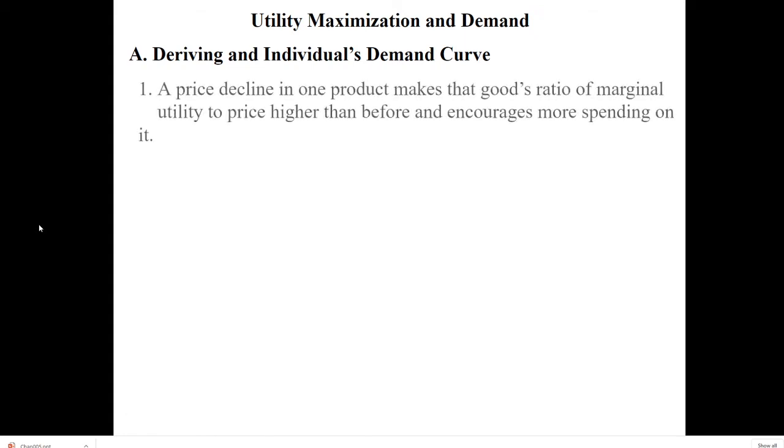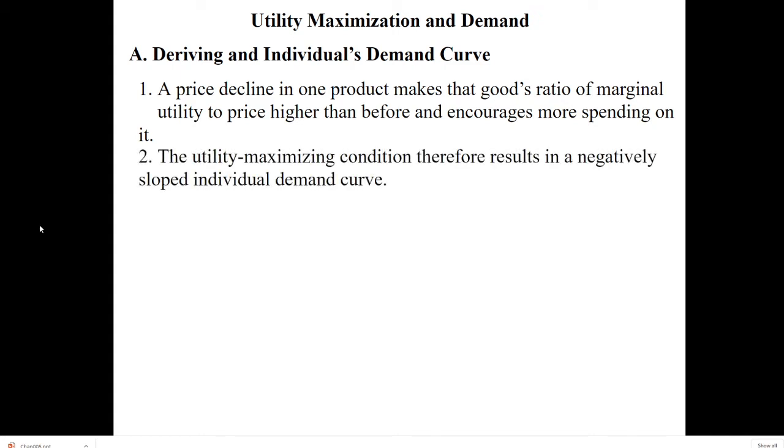Utility maximization and demand. So we want to look at deriving an individual's demand curve. A price decline in one product makes that good's ratio of marginal utility to price higher than before, which encourages more spending on it. Take, for example, the pizza from the last video. If the pizza is $2 and the marginal utility is 10, then the per dollar utility is 5. But if the price of pizza drops to $1, now the per dollar utility is 10, and that would encourage me to buy that slice before the brownie because I'm getting more bang for my buck, so to speak.